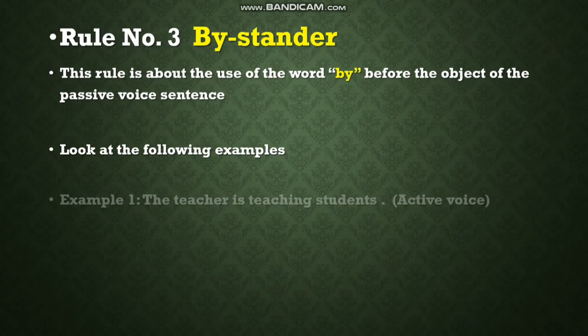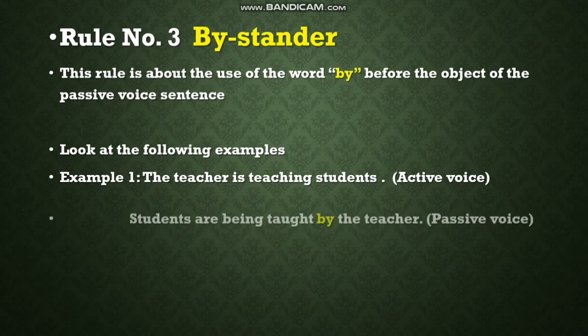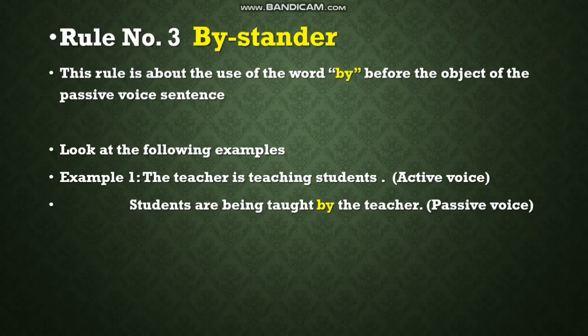Example number 1. The teacher is teaching students. This sentence is an active voice. In a passive voice, we will say that students are being taught by the teacher. That is the passive. You see the word by before the object of the passive voice sentence. This is used to introduce somebody who has done something.